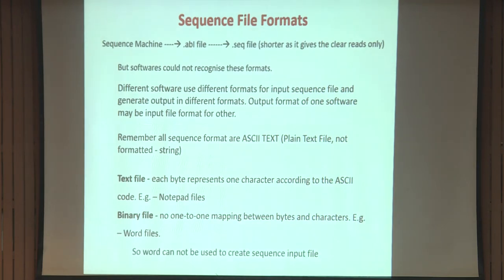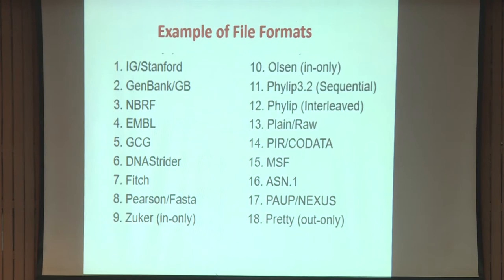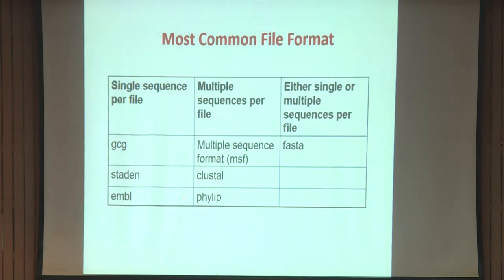So that is what cannot be used to create the sequence file format. These are the different file formats which different software use. Some of the very common ones are GenBank format, FASTA format, Phylip format. These are different file formats, and these are the ones most commonly used for a single sequence. For multiple sequences, when you are trying to do a multiple alignment, you can use different formats, and for either single or multiple files, the most common one is FASTA format. I'll try to tell you how a few of these formats look.